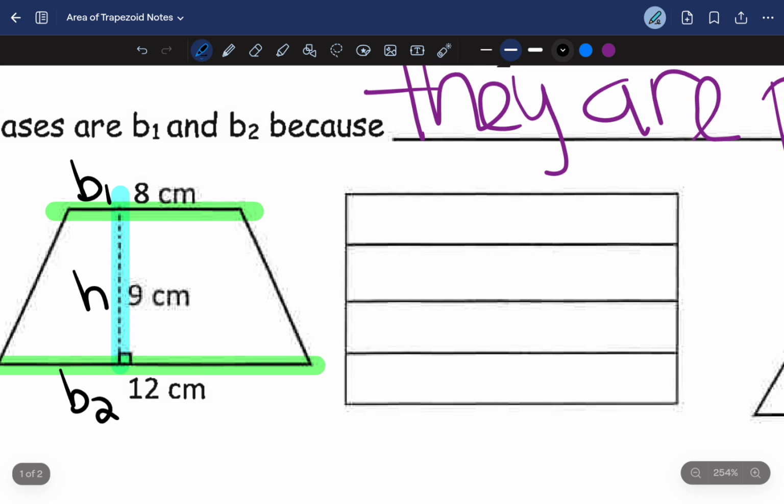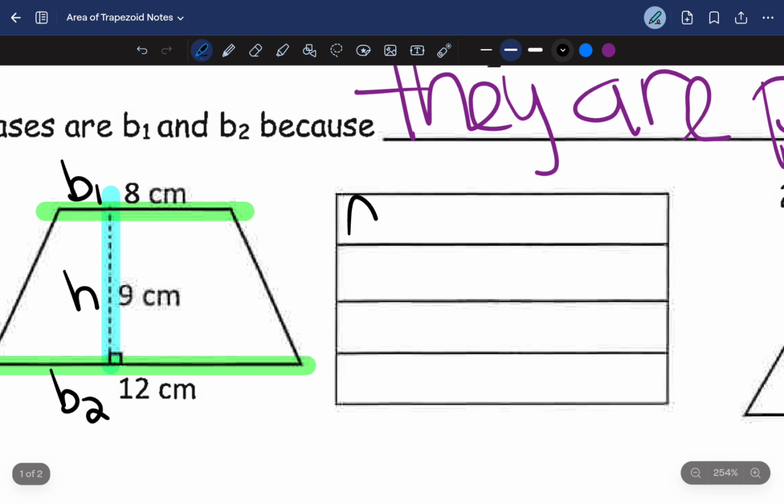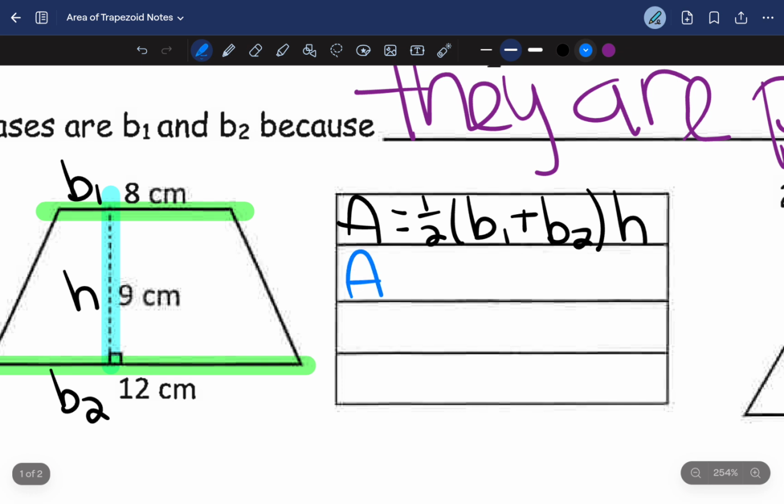So first things first, I'm going to write my area formula. So I have A equals 1/2, parentheses B1 plus B2 times the height. And now I'm just going to go ahead and substitute in what I know. So I have A equals 1/2. Instead of B1, I'm going to put 8 plus, instead of B2, I'm going to put 12, and then close those parentheses. The height is 9.